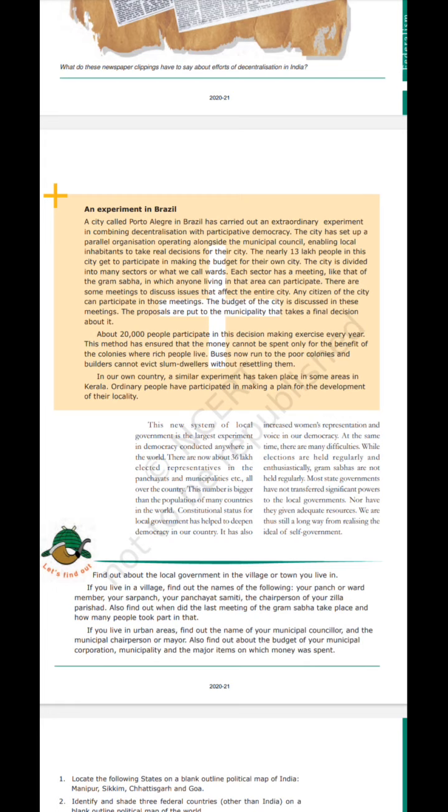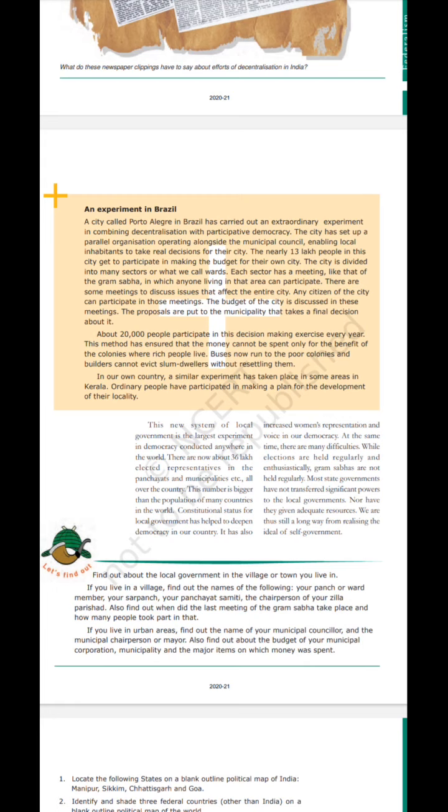This method has ensured that the money cannot be spent only for the benefit of the colonies in which rich people live. Buses now run to the poor colonies and builders cannot evict slum dwellers without resettling them. In our own country, a similar experiment has taken place in some areas in Kerala. Ordinary people have participated in making a plan for the development of their locality. This new system of local government is the largest experiment in democracy conducted anywhere in the world.